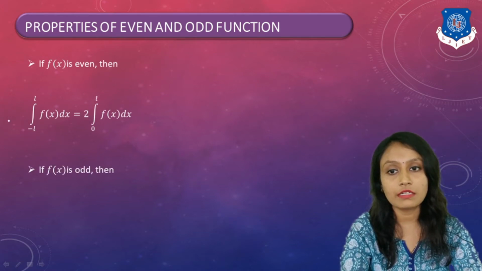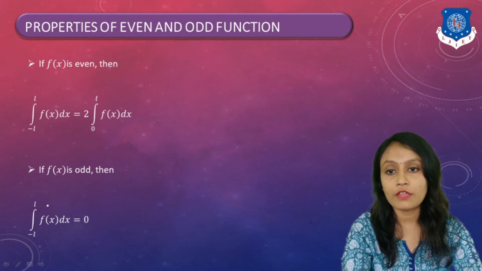In a symmetric interval, for an even function, integration from minus L to L f of x dx will be 2 times integration from 0 to L f of x dx. Now what about an odd function? So integration from minus L to L f of x dx will be equal to 0. If the function is odd and the interval is symmetric, then the integration will be 0.